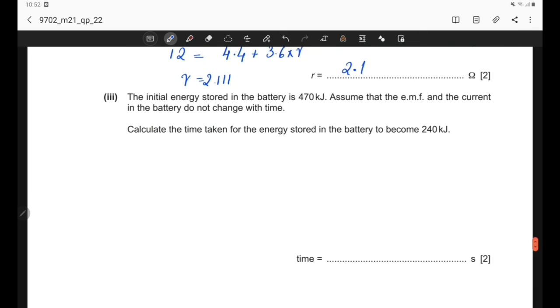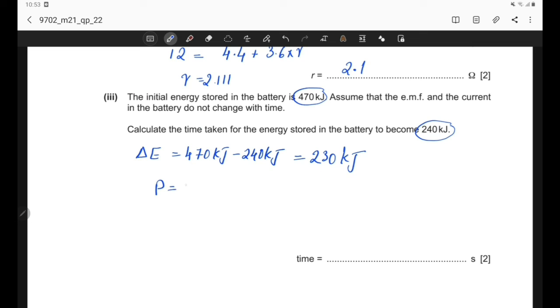Part 3. The initial energy stored in the battery is 470 kilojoule. Assume that the EMF and the current in the battery do not change with time. Calculate the time taken for the energy stored in the battery to become 240 kilojoule. So here initial and final energies are given. So we can calculate the change in energy, that is 470 kilojoule minus 240 kilojoule. So we will get 230 kilojoule. Now we can use the equation of power as the rate of change of energy.